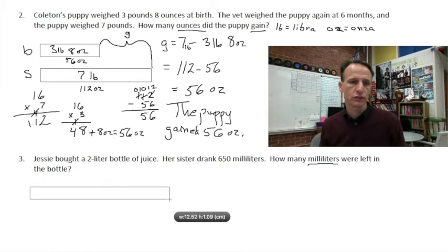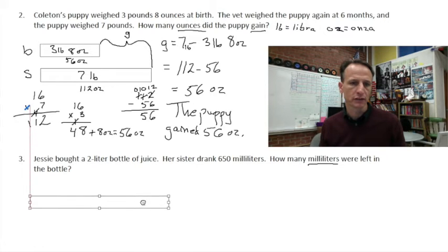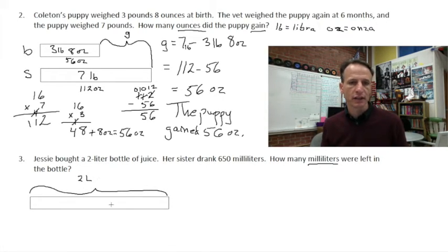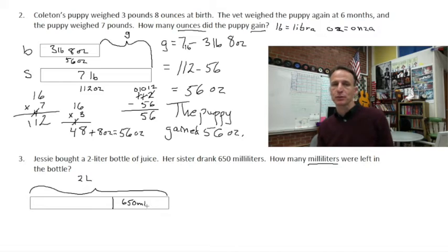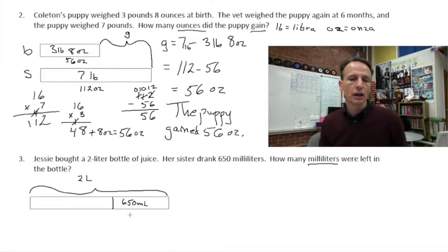And this is the 2-liter bottle of juice. Move it down a little. Okay. And the whole thing is, oh, nice bracket, 2 liters. Her sister drank, and I don't know exactly where to draw this line, because I haven't done the math yet, so I'm just going to put it somewhere. Her sister drank 650 milliliters. Remember, milliliters has a capital L for liters. And so this is what we're trying to find here. We'll call it B for what's left in the bottle.